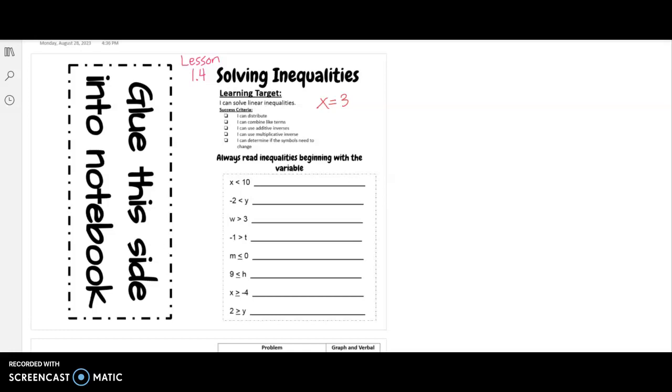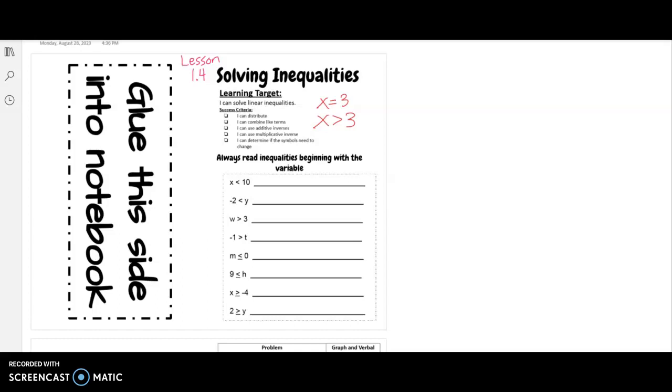It's one number. But if I say x is greater than 3, that means I have many solutions. My solutions are all values that are greater than 3. So 3.1, 3.8, 3.5, 3.10, 1 million, 15, anything that's greater than 3 is a solution. So that's the difference between what we've been doing and what you will see in this lesson. Solving them, however, is very similar.